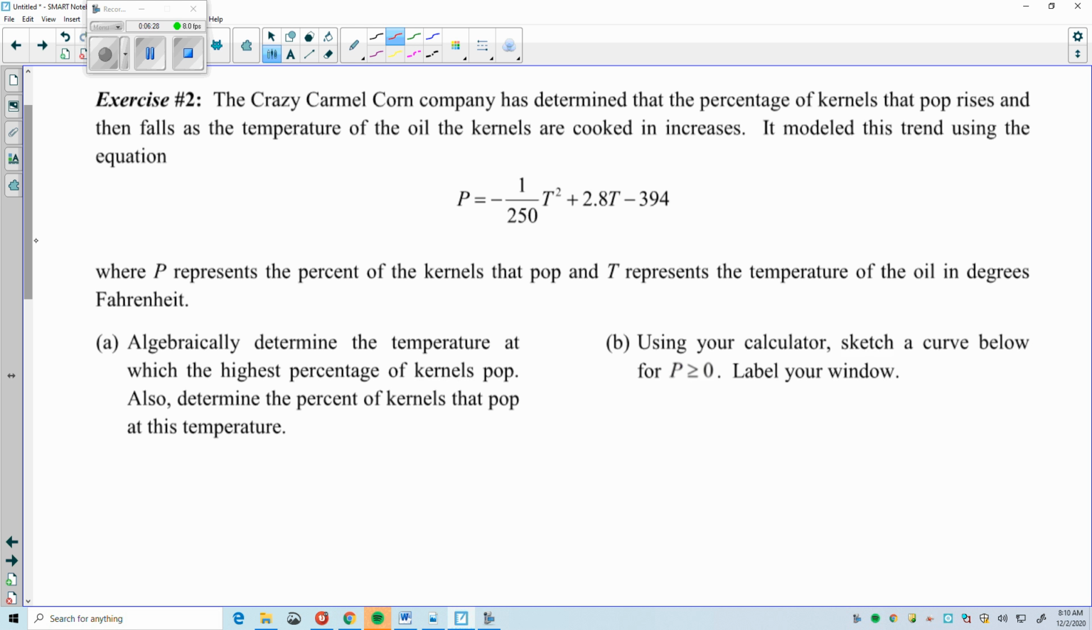Okay, so we have to algebraically determine the temperature at which the highest percentage of kernels pop. So now let's think about that. Highest percentage of kernels, that would be like our maximum point on this graph. And again, we know it's a maximum because if I look at that negative sign, I know that this would be opening down. So if it's going to open down, in general I'm thinking it's going to look something like this, where I should have some sort of a maximum on our graph.